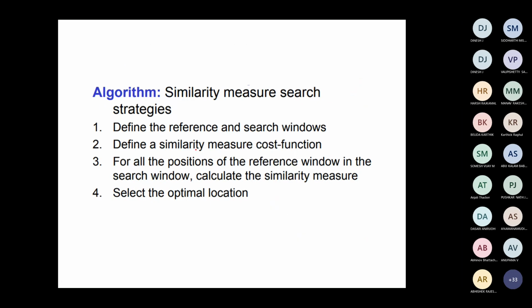The algorithm for similarity measure is, first, we have to define the reference and the search windows. Then we have to define the similarity measure cost function. For all the positions of the reference window in the search window, we have to calculate the similarity measure. Then you select the optimal location, whichever has the optimum value.